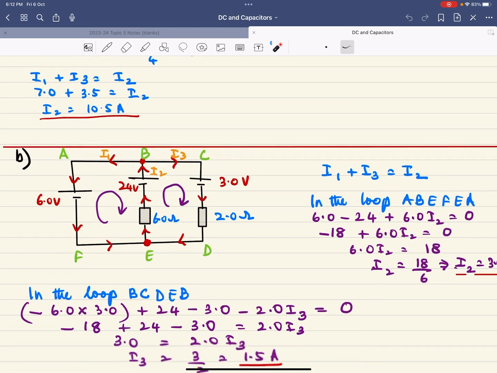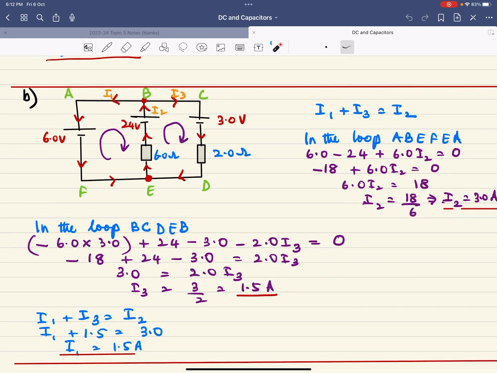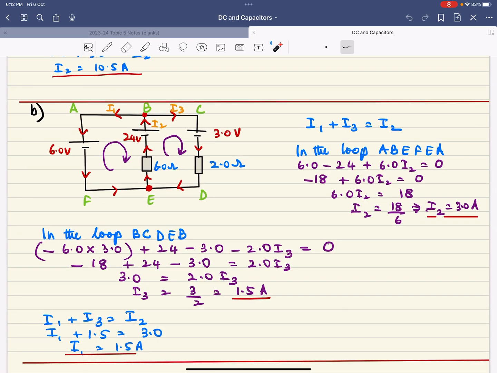And here's another one if you just want to look at it and reason out for yourself. Here's another question.